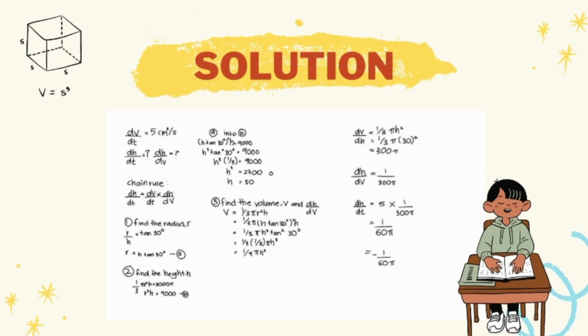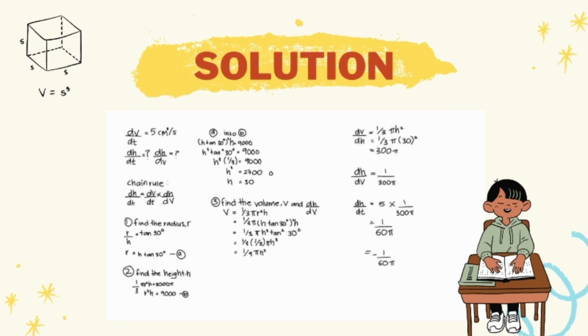So, in this case, we need to use the chain rule formula, which is dH per dt equals dV per dt multiplied by dH per dV. The given information in the question is dV per dt equals 5 cm³ per second, and we need to find dH per dt and dH per dV. So, in order to find dH per dt, we need to find dH per dV first.